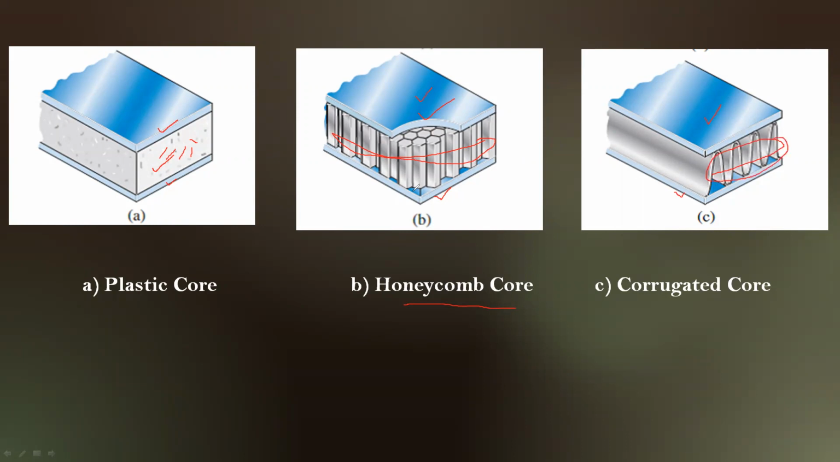So if you look at the applications, we can have a plastic portion in between two steel portions, we can have a honeycomb core, or we can have a corrugated core. These are examples of what are known as composite beams. As we can clearly see, in these beams it's not a single material, it is a combination of two or more types of materials. This is what we call a composite beam.